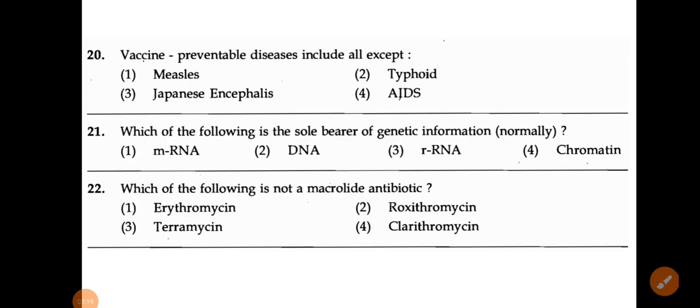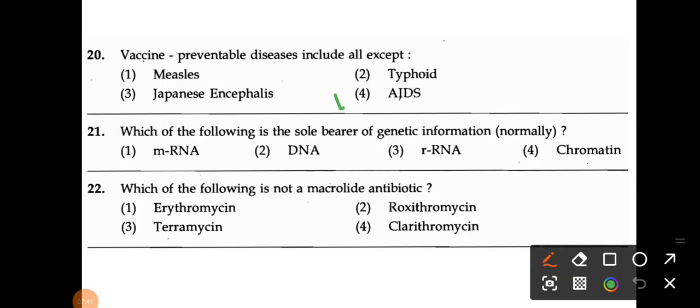Next, 20. Vaccine preventable diseases include all except. The options are measles, typhoid, Japanese encephalitis and AIDS. So here are the 4 options and they are asking for the vaccine preventable disease. What is the correct answer? That is AIDS. AIDS is not a vaccine preventable disease.